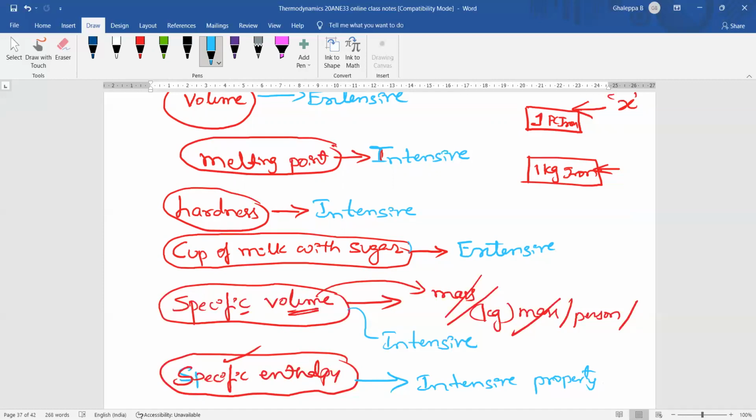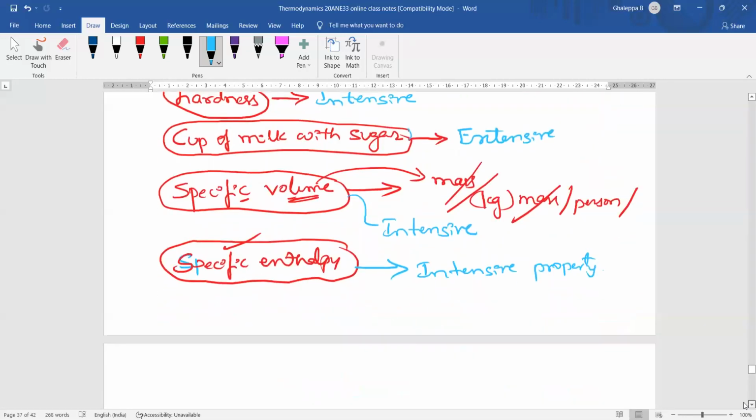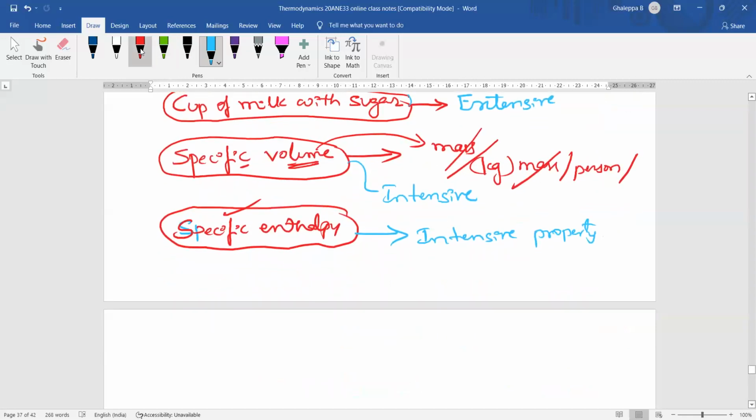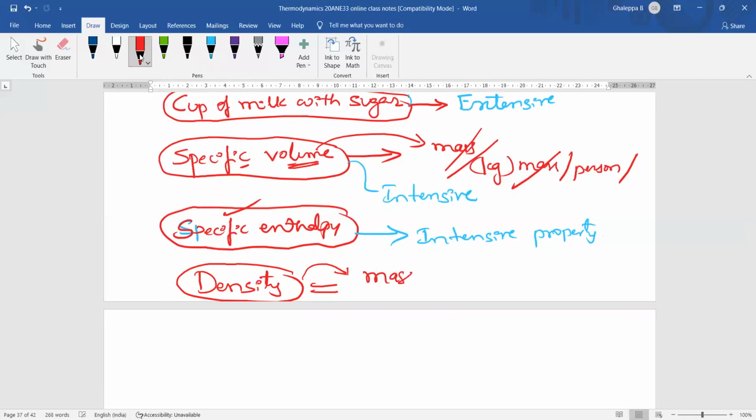Now I will tell you one more interesting formula. This may be asked in an interview or viva. Is density intensive or extensive? If you are confused, you may say it is extensive because of mass. But I will tell you, what is the formula for density? The ratio of mass by volume, with mass in the numerator and volume in the denominator.